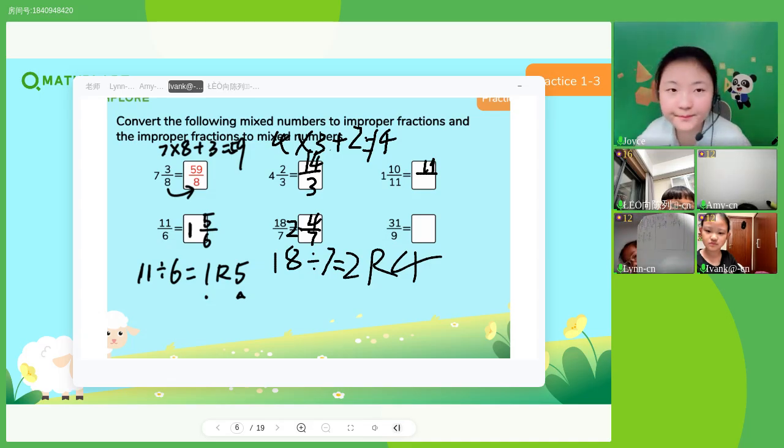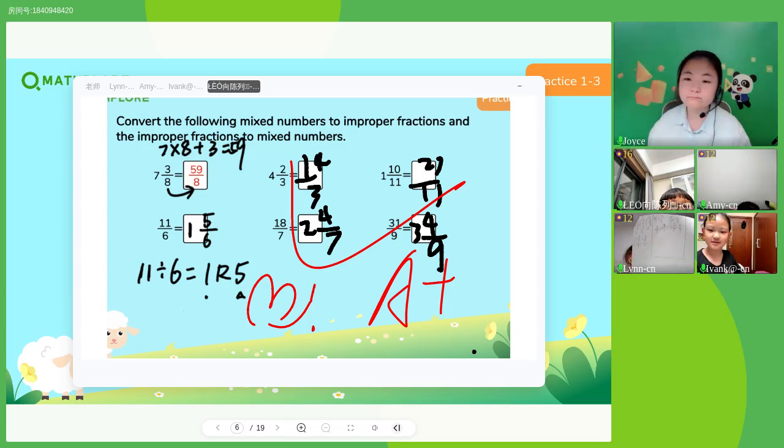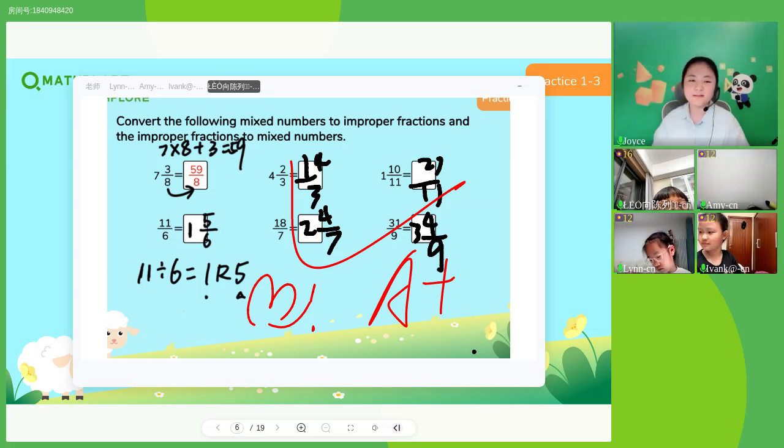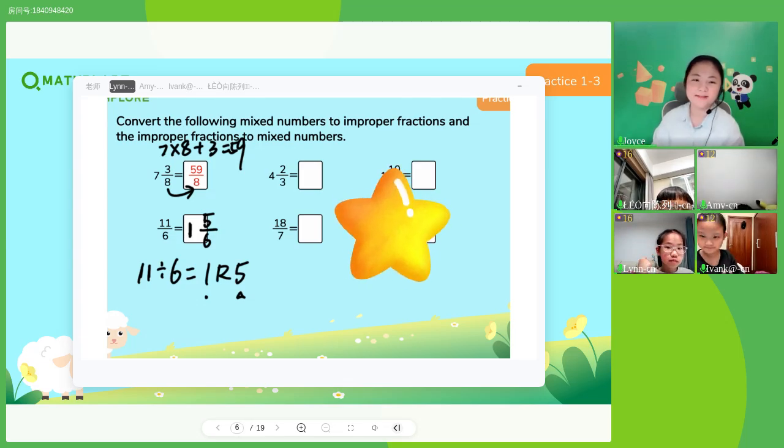Let's see. 1, 2, 3, and 4. Okay. Ling, for the last one, you need to convert the improper fraction into a mixed number, right? I just wrote the whole number first, and then I write the rest. Yeah, I saw that, and you're right. Okay, you're right. Thank you, Ling. Perfect.